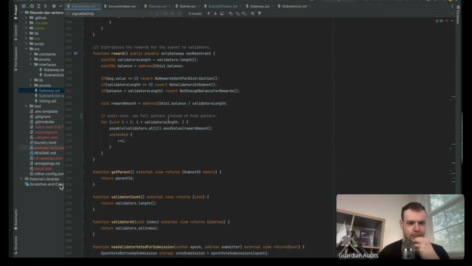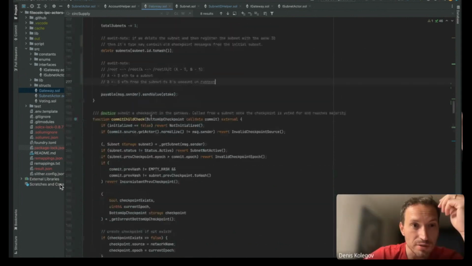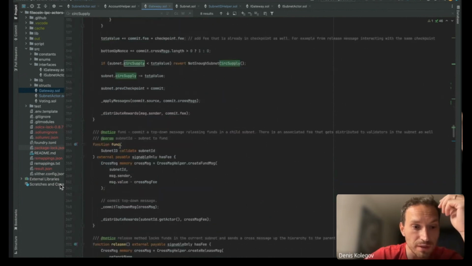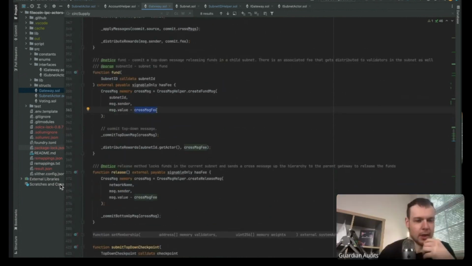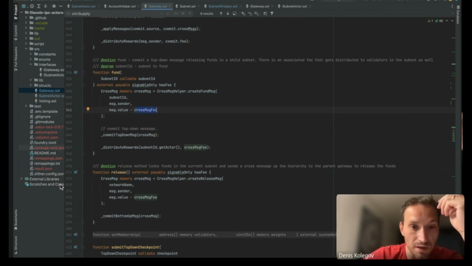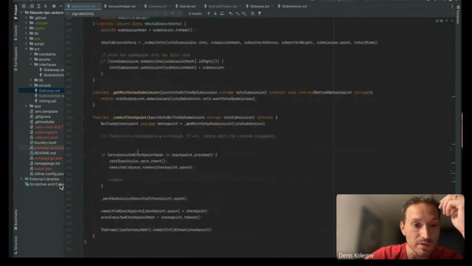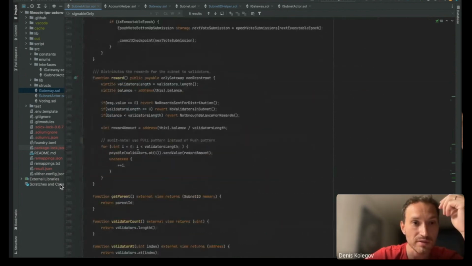Okay. So if we walk through this function, I'm saying, okay, we get the validators link. Sorry, here we saw that when we call fund and release, there is a cross-message fee. Got it. And those fees are accumulated and can be distributed among validators using the reward function. So that's the goal.